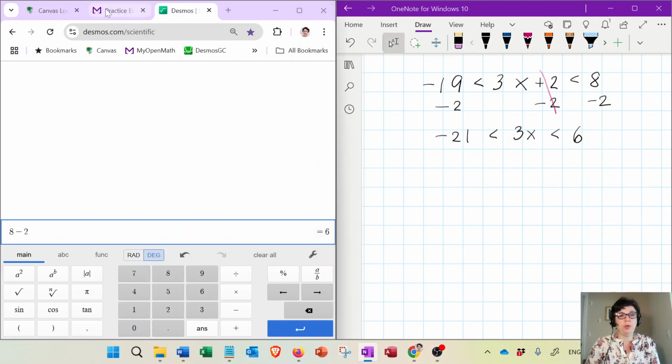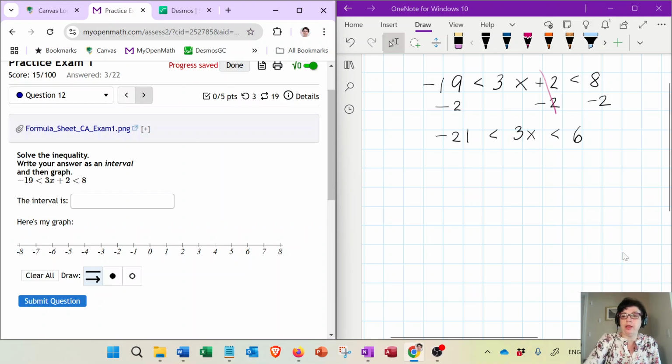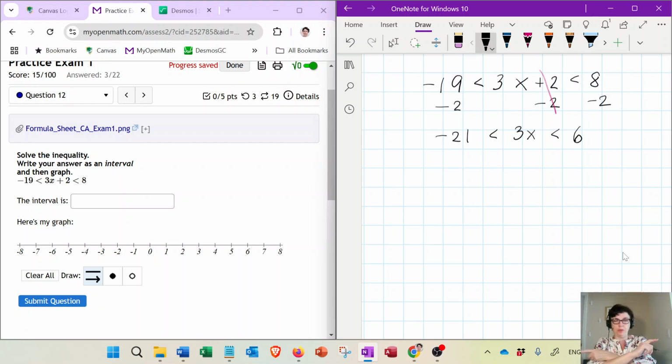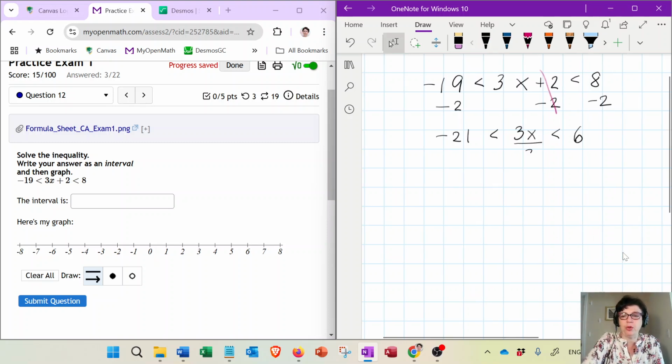Then what you want to do to solve this for x is divide everything by 3. Now be very careful, because if the number that you're dividing by is negative, you actually have to flip the signs of all numbers on the left and on the right and then flip them with each other. That's going to be more difficult, but this is a positive number, so I can always divide by a positive number and the inequality does not change. So negative 21 divided by 3 will give me negative 7. Here it's going to cancel the 3, and then on the other side 6 divided by 3 is 2.